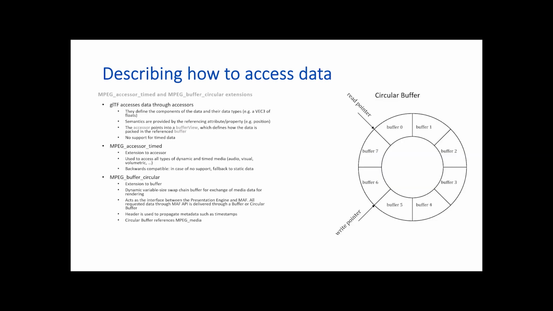The buffers themselves are dynamic, so it's an extension to tell that this buffer is dynamic. It adds a source index, which is an index into that MPEG media array, to tell it, okay, this media should come from this location, and the MAF, the media access function, will pick the appropriate format, set up the right pipeline, and produce the buffer in the right format.